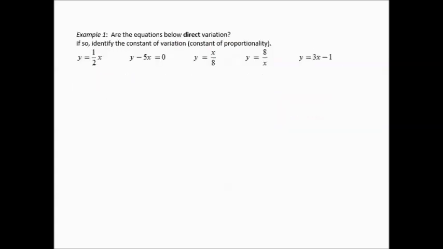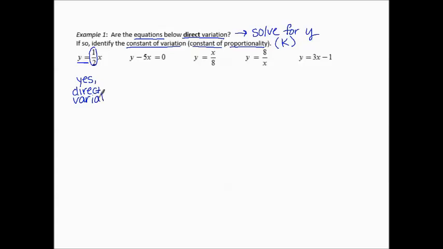So let's take a look at some examples. Example 1, are the equations below direct variation? If so, identify the constant of variation or the constant of proportionality. So we have to figure out what k is, if it is direct variation. When we solve these, if it's not in y equals, you want to solve for y. So let's take a look at our first one. This one is already solved for y. So I want to just take a look at it, and it says y equals 1/2 x. In this case, I see my 1/2 here. So yes, this is direct variation, and k is equal to 1/2.